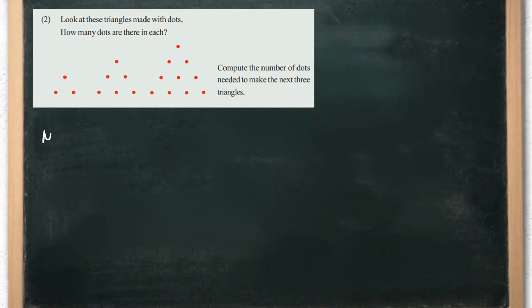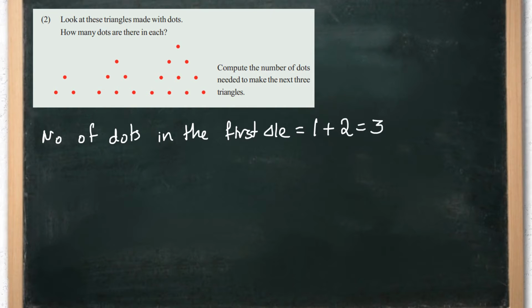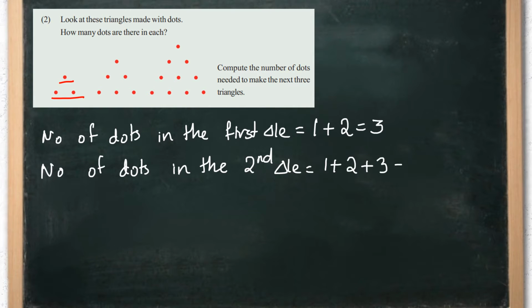So, number of dots in the first triangle is equal to 1 plus 2, which is equal to 3. If you observe the first triangle, the number of dots is equal to 1 plus 2. Same in the case of second triangle, number of dots in the second triangle is equal to 1 plus 2 plus 3, which is equal to 3 plus 3, which is equal to 6. 1 plus 2 plus 3. And in the case of third triangle, 1 plus 2 plus 3 and plus 4.